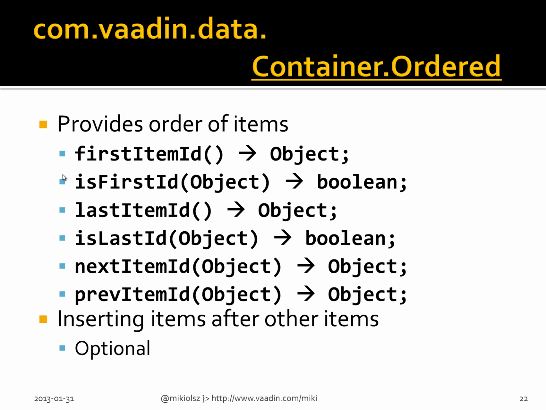So the first of, let's call it, utility interfaces is ordered. As I said, the container in itself does not guarantee any particular order of the items it stores, so they can be totally random, and every time you call get item IDs, you can get a different order. What ordered does is provide the possibility to check the order of items. So you can check the first or last item, and then you can traverse them back and forth by next item ID and previous item ID. There is also optional support for inserting items after a particular one.